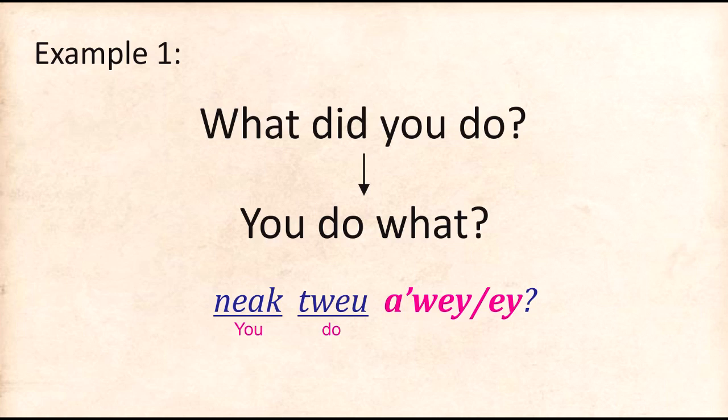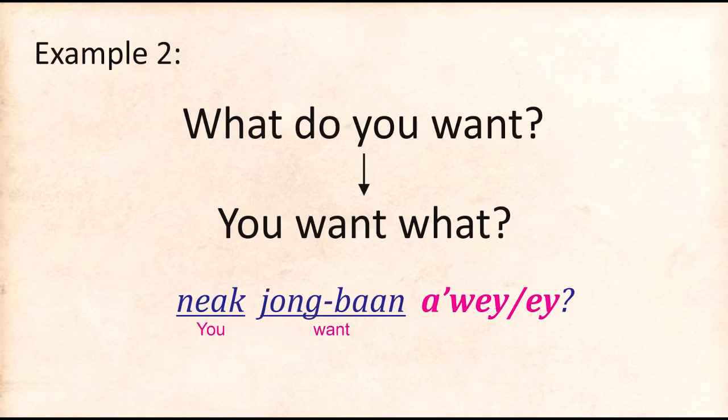And then when you translate into Khmer, you say, "Neak tver avai" or "Neak tver ai." And for Cambodian people, we like to say "a" all the time. I think it's easier for you as well. So this sentence again: "Neak tver ai" or "Neak tver avai." I mean, "you do what?" So "to do" is "tver," and "neak" is "you."